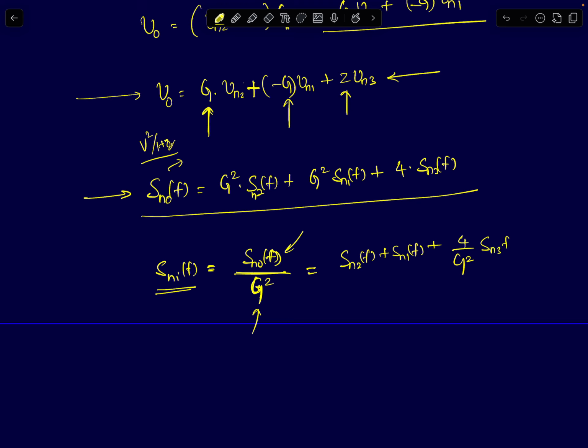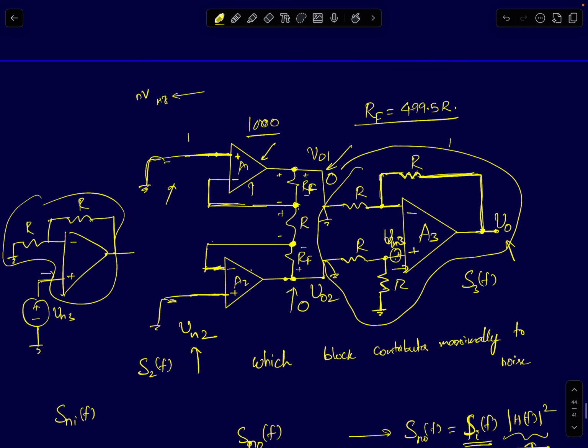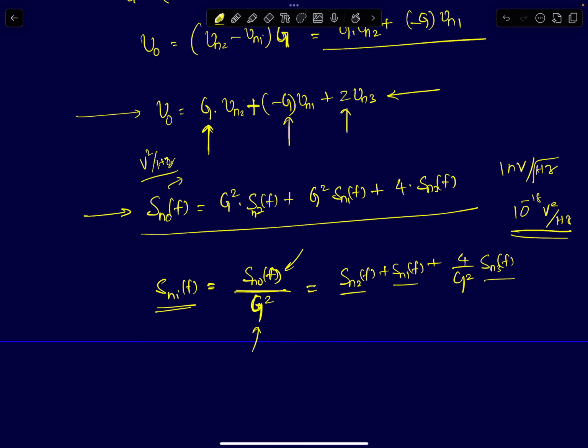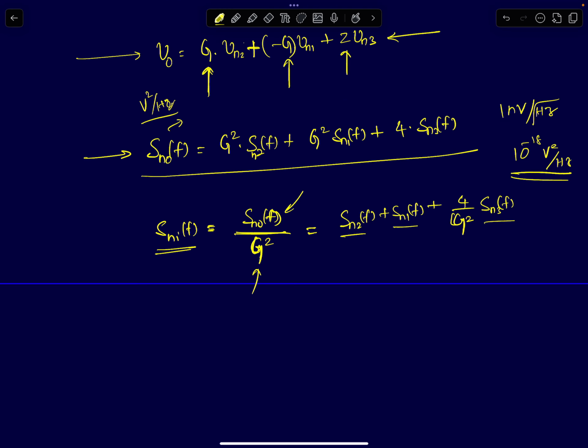times Sn3 of f. It is given that the noise floor of all the 3 op amps is 1 nanovolt per root hertz, or I can write it as 10 power minus 18 volt square per hertz. I should have mentioned it as 1 nanovolt per root hertz. So we are supposed to find the input referred noise spectral density. Since G is given to be 1000, 4 by 1000 square will attenuate it by a significantly large factor.